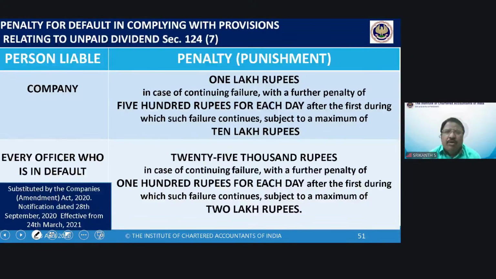So 1 lakh rupees for the company, with a further penalty of 500 rupees for each day after the first, during which such failure continues. This is called a continuing offense. There is a violation. For that violation, 1 lakh. The violation continues; for every day during which the failure continues, you'll pay additional penalty, 500 into the number of days. If it crosses 10 lakh, it will be restricted to 10 lakh rupees.